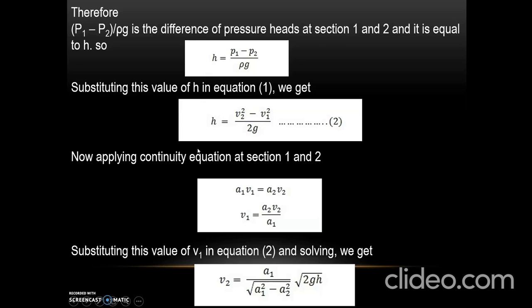Now we will apply the continuity equation at section 1 and 2, that is Q1 equal to Q2. Q1 is area into velocity, so it is A1 V1 equal to A2 V2. So we get V1 as equal to A2 V2 divided by A1. Now substitute this value of V1 in equation 2. So by rearranging, we get V2 equal to A1 divided by square root of A1 square minus A2 square into root 2gH.